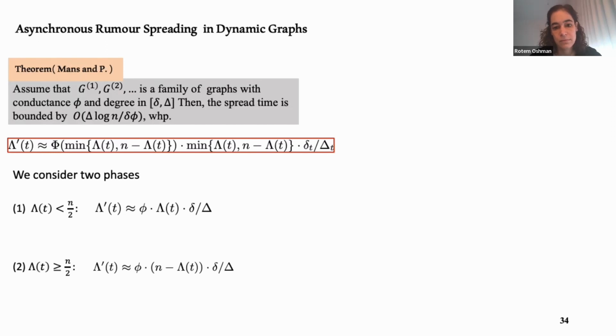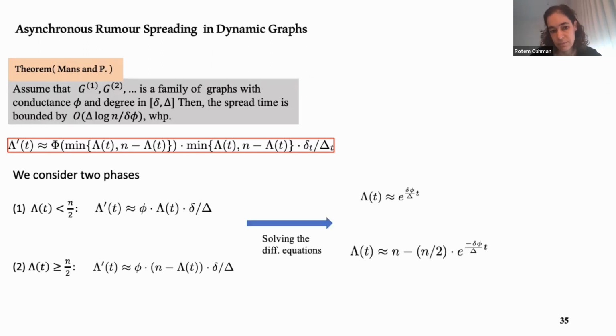In the first case, we assume that the expected number of informed nodes is less than n/2. And in the second case, the expected number of informed nodes is higher than n/2. In both cases, we end up with a first-order differential equation. Solving the differential equation results in these two functions.